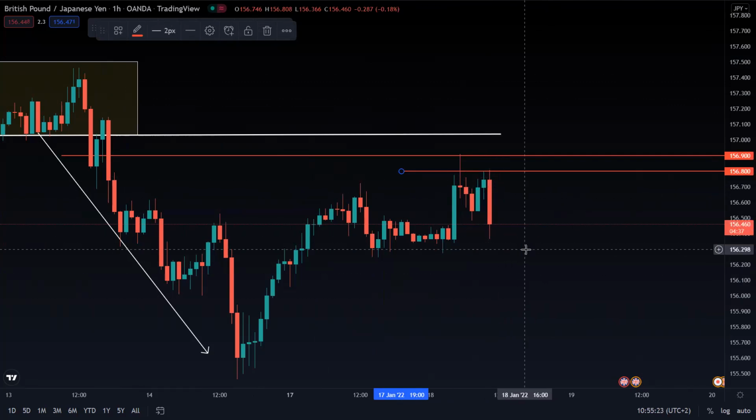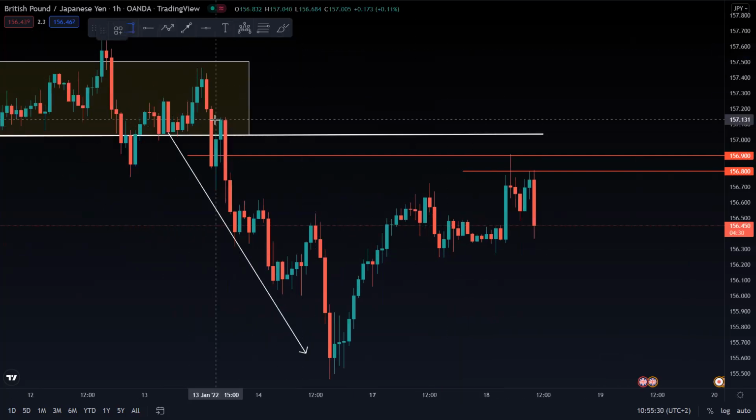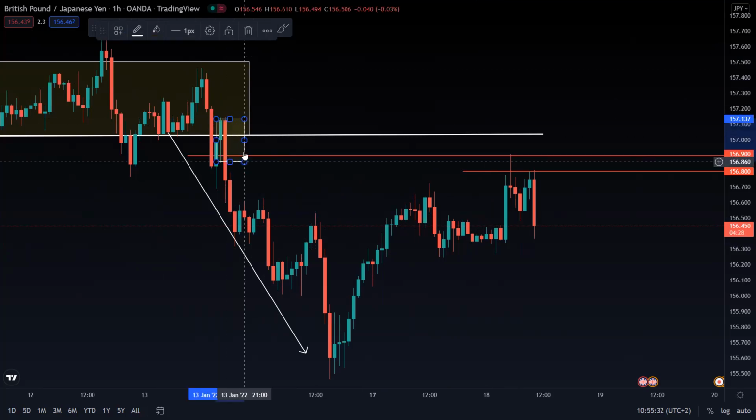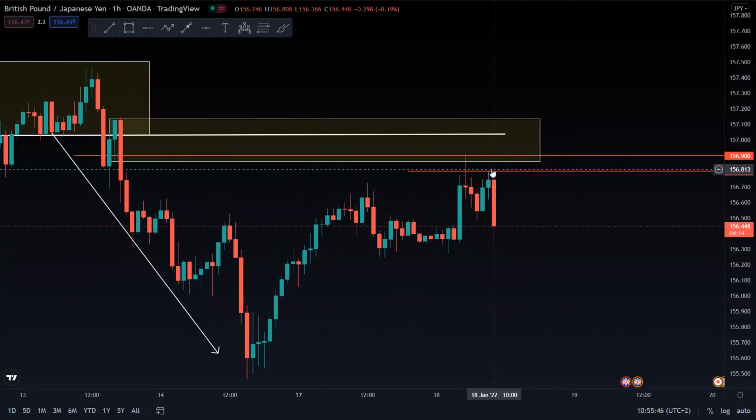So I had to sell GBP JPY. And another reason, if we mix in the order blocks, this is the bearish order block where the market came and bounced just right there and then started dropping. And then those who entered earlier and held were wiped out by this retracement, which ended up creating an M or a double top. So I had to enter there and sell at this price of 156.800.